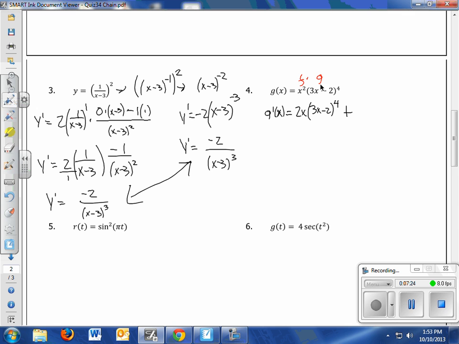Now this is where we have to use the chain rule. So we have a big X to the fourth. Derivative of x to the fourth is 4x cubed. So we have 4, 3x minus 2 cubed times the derivative of my inside. And that's g prime, but then I have to multiply that by f.